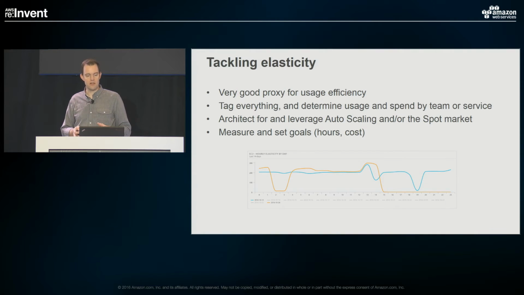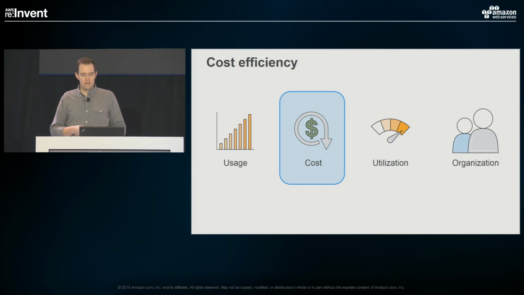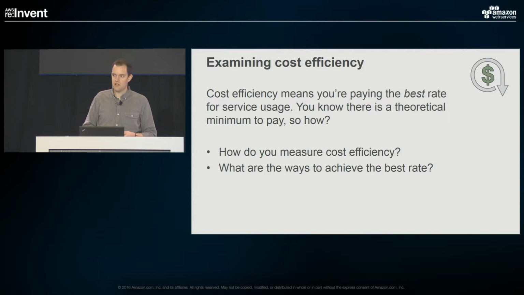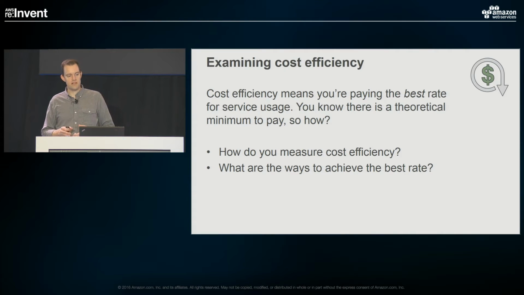Okay, so those are some of the aspects of usage efficiency. Let's move on to talk a little bit about cost or rate. So cost efficiency is looking at the money. This means you're paying the best rate. I think most people are here because you have some nagging sense there's a theoretical minimum you could be paying for your compute, but you're not achieving that today, or you're not sure how to apply your efforts. What are some of the best ways to get there, and how would you, of course, measure it?